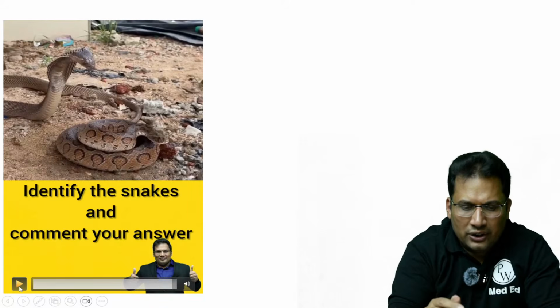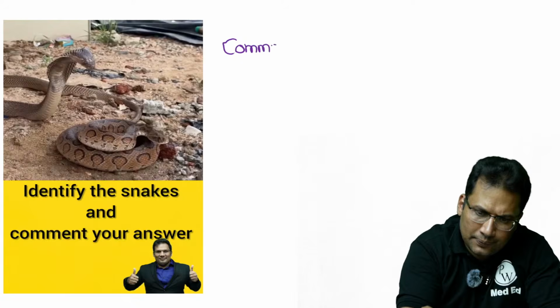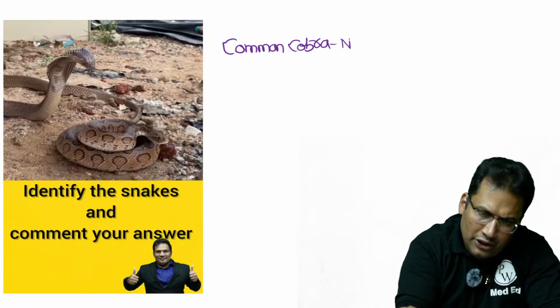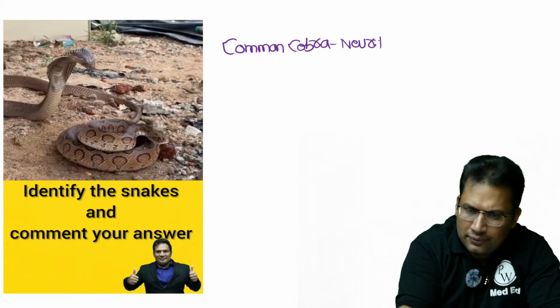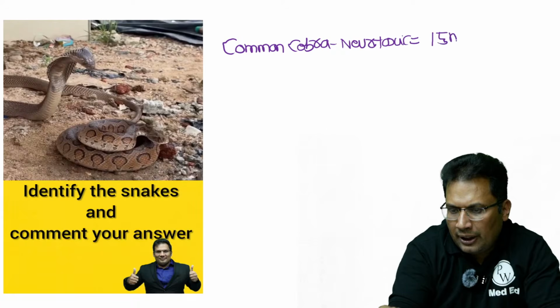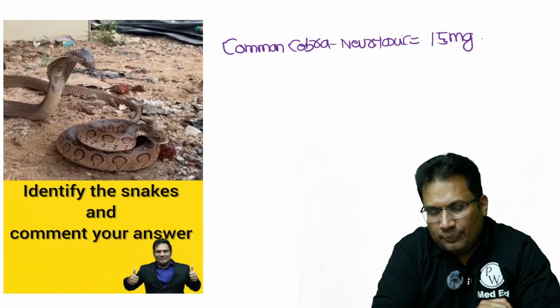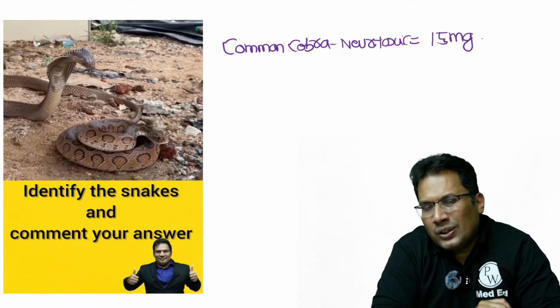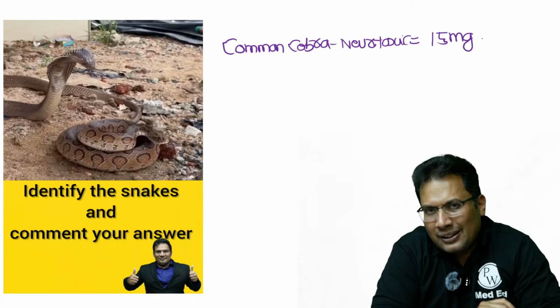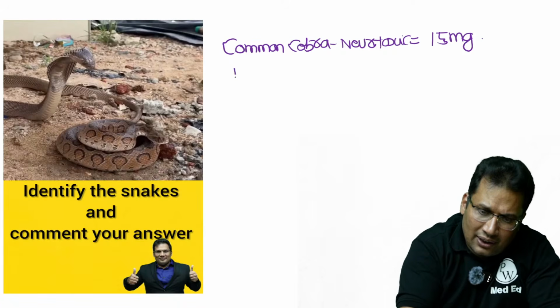So here there are two snakes. One is common cobra, which is neurotoxic. The fatal dosage of venom is 15 milligram. It produces bungarotoxin. The clinical features are ptosis, paralysis of the muscle, respiratory paralysis, nausea, vomiting, broken neck sign and death.